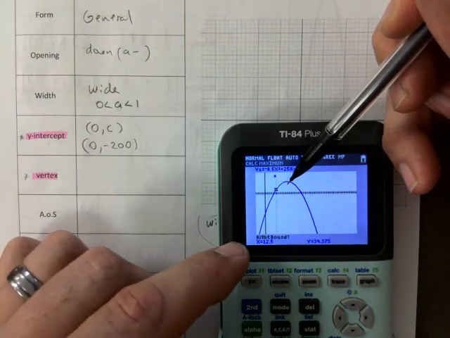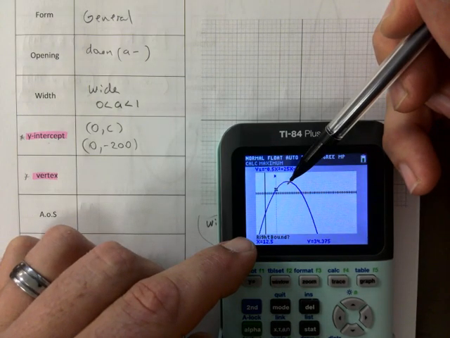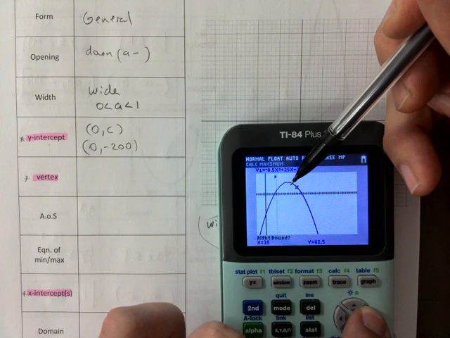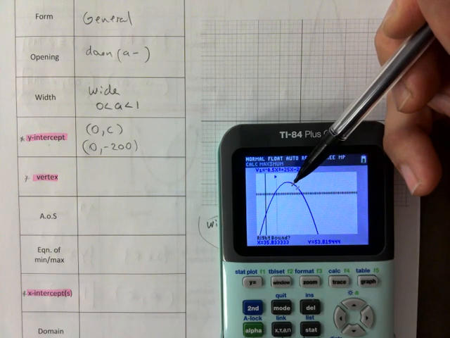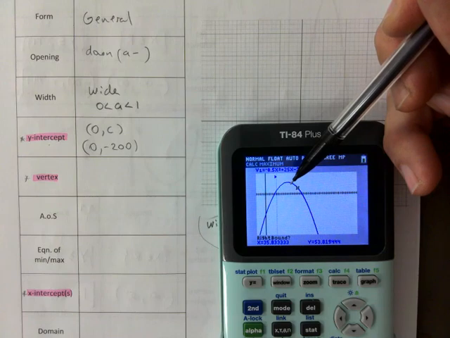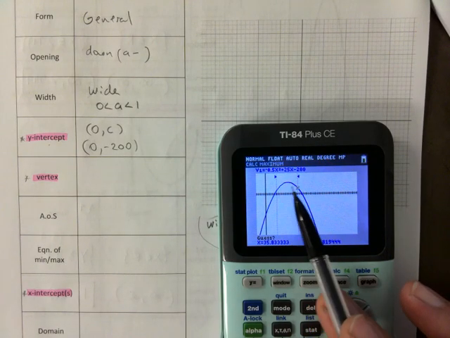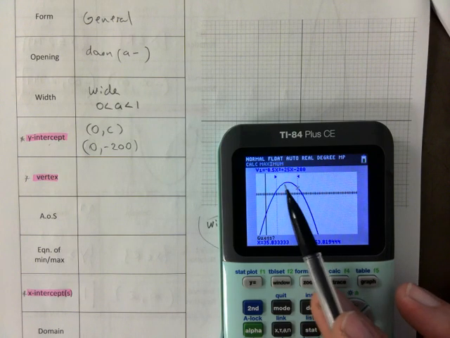What is it asking now? A right boundary. So you need to hover over with the cursor. You need to go to the right with the arrow and go somewhere to the right of the vertex. And then hit enter one more time. So now you've told the calculator the vertex will be found somewhere in here.